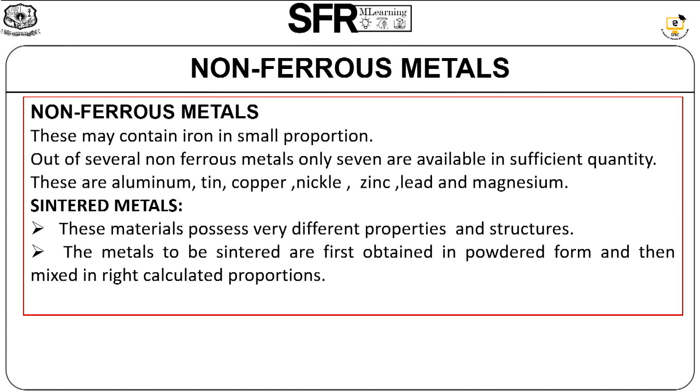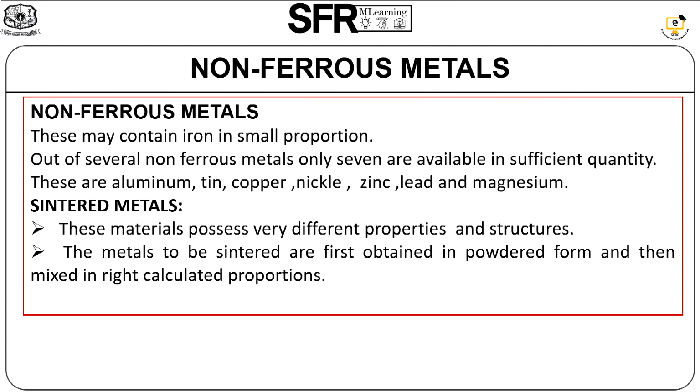So next one is sintered metals. These materials possess very different properties and structures as compared to the metals from which these substances have been cast. Powder metallurgy technique is used to produce sintered metals. These metals to be sintered are first obtained in powder form and then mixed in right calculated proportions.